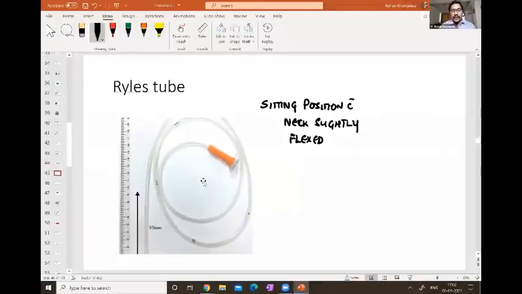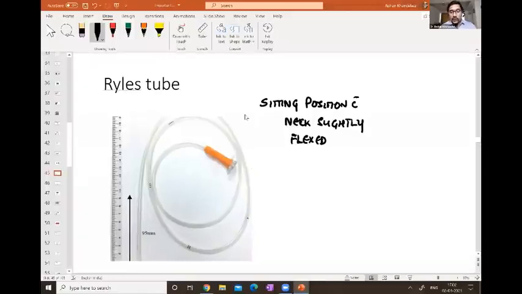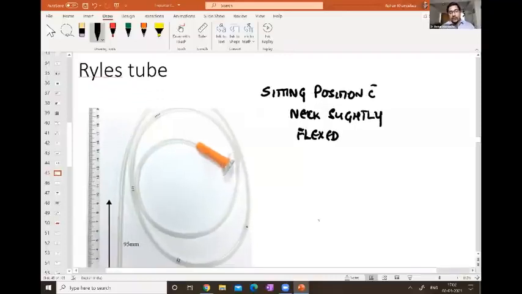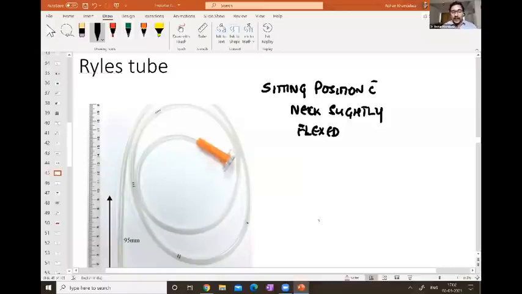Extremely important for the exam is a Ryle's tube. It's as important as an IV line. A lot of questions over the last 2 or 3 years have been asked regarding Ryle's tube. Ryle's tube or nasogastric tubes, you should be able to identify them. The best position to put in a Ryle's tube is the sitting position with the neck slightly flexed. Sitting position with the neck slightly flexed.